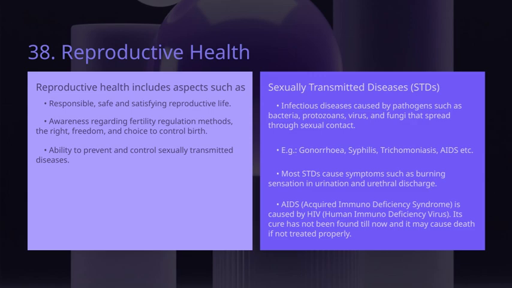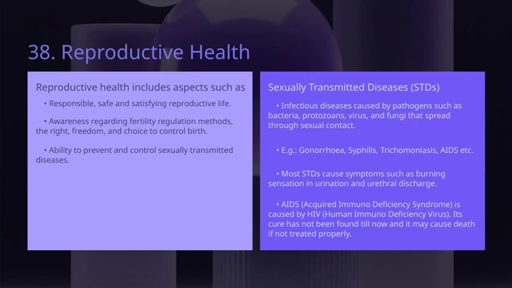Focusing on sexually transmitted diseases, it's essential to understand how we can prevent and control them effectively. Education plays a key role here, knowing how these diseases spread and how to protect ourselves. Along with prevention, awareness about fertility regulation methods is vital. It's about understanding your rights, maintaining the freedom to make choices about reproduction, and exercising that right responsibly.